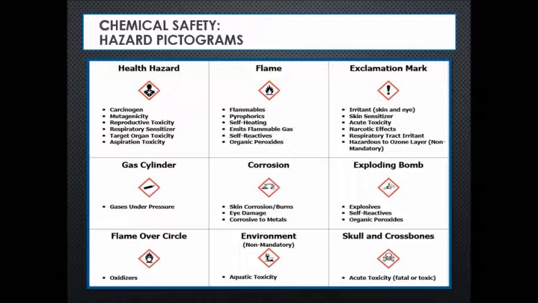The tree and fish symbol represents a danger to the environment, specifically aquatic toxicity. This chemical should not enter our waterways. Finally, the skull and crossbones indicate that the material is highly toxic, poisonous enough that exposure could be fatal. This chart is also included in your quiz. Please take time to examine these symbols so that you will recognize them when you come across them in your work.